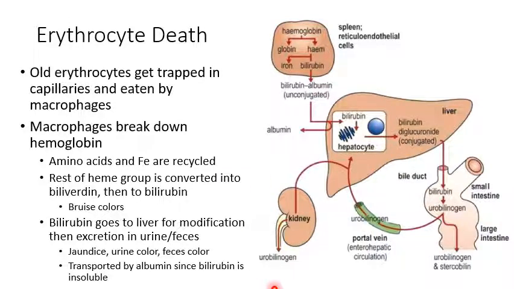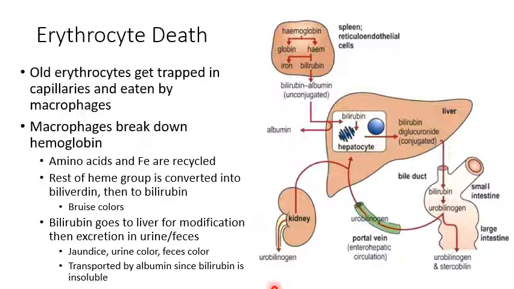Okay, so now we'll talk about the process of erythrocyte death. When your red blood cells are getting old, their membranes get kind of rough and stiff, and it gets hard for them to fit through the smallest blood vessels, which are the capillaries. So they're going to tend to get stuck somewhere in a capillary. Usually they're going to get stuck in a capillary that's in the spleen, and they'll be eaten by macrophages in the spleen. A macrophage is a type of immune system cell.